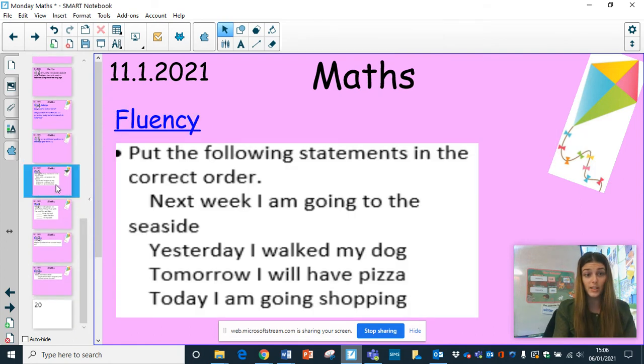So the first question is a fluency question. It says, put the following statements in the correct order. Next week, I'm going to the seaside. Yesterday, I walked my dog. Tomorrow, I will have pizza. Today, I am going shopping. So what order do those go in? So think about those words. Yesterday, tomorrow, today, next week. What way would you order those statements?